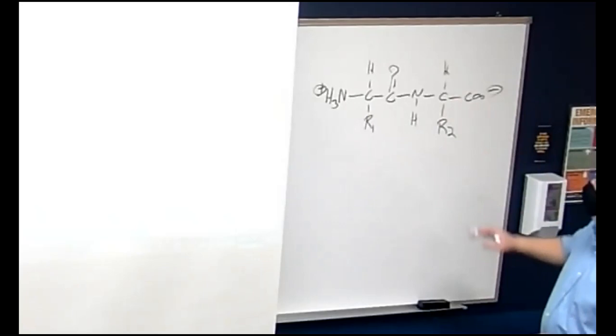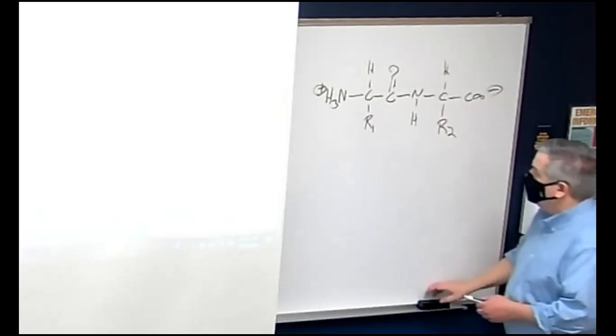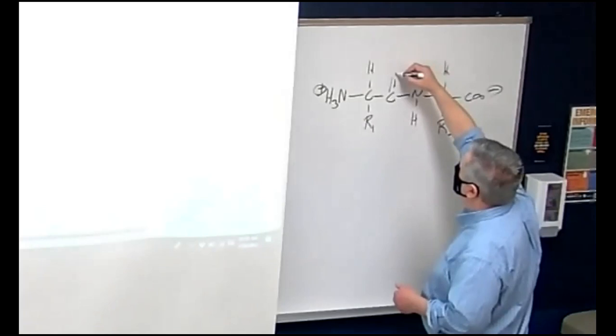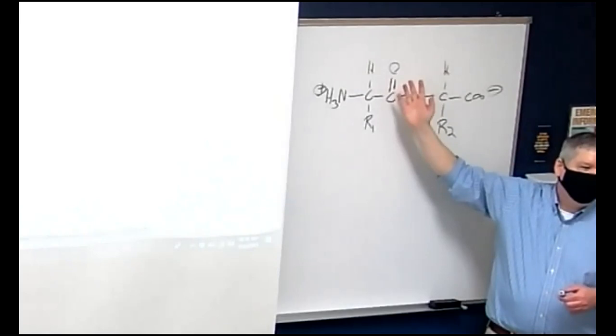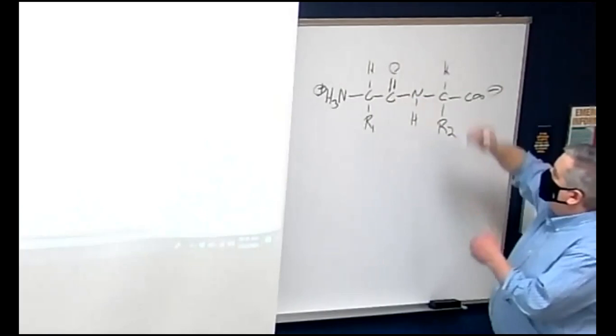Okay, so we have a couple examples. We have an example of a double bond, and we have a partial double bond here as well. So here's a carbonyl. A carbonyl has a double bond, so that means we don't get any rotation around this bond. This is rigid and planar. We get no rotation. This is a peptide bond right here.